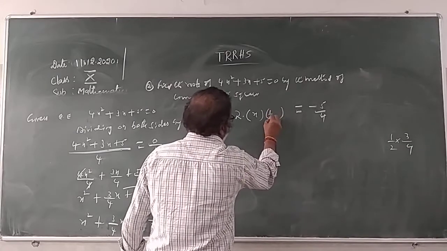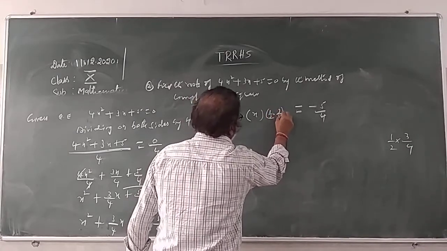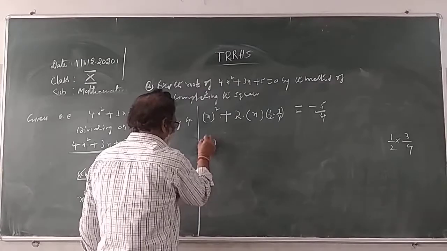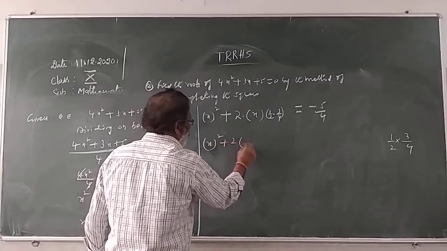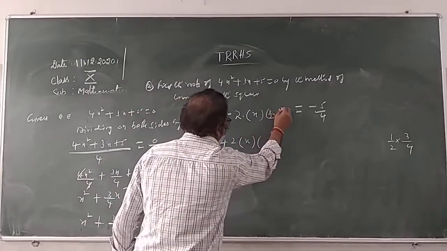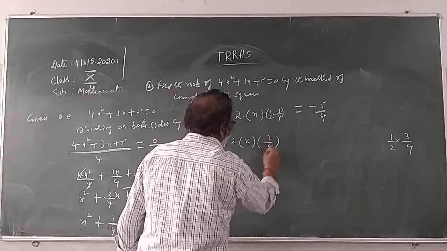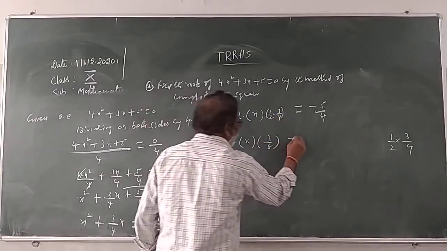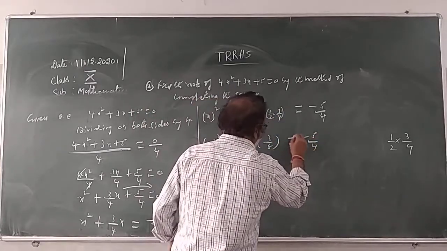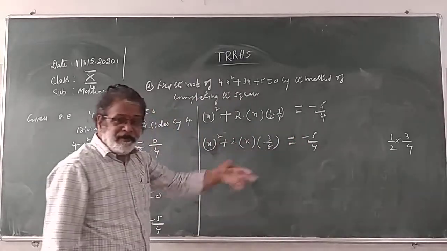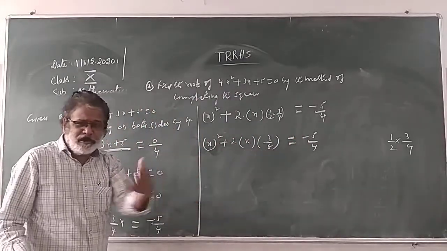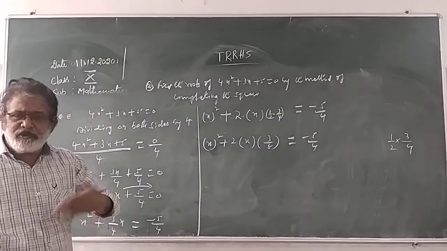So the B value is what? Half into 3 by 4. So x square plus 2ab, with b as half of 3 by 4, which is 3 by 8, equal to minus 5 by 4. A square plus 2ab, B square is not here. Is a square plus 2ab a perfect square? No, it is not a perfect square.